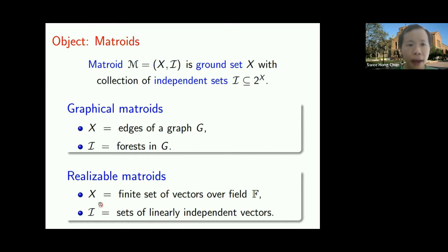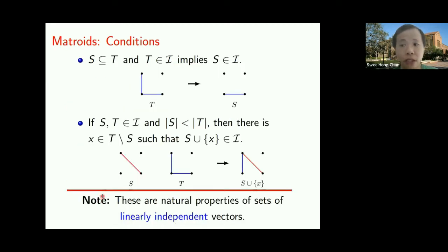Okay. And so here are two conditions that independent sets need to satisfy. The first one is called the hereditary property. So this says that if you have two subsets, S and T, and one of them is contained in the other one, and the larger set, let's say T, is independent, then the smaller set is also independent. For example, this collection of edges has two edges. They don't have cycles. So this is a forest.